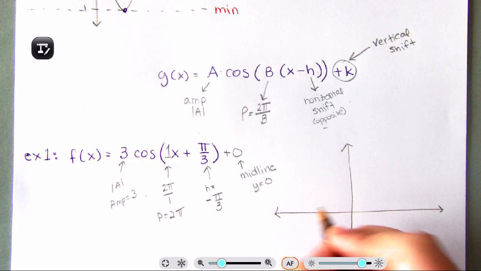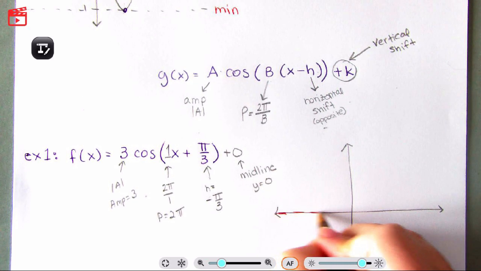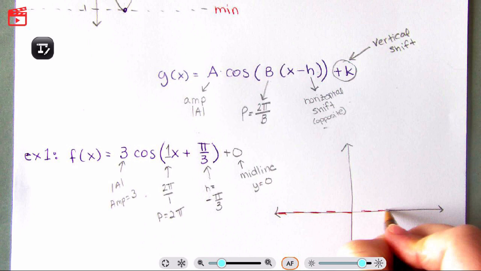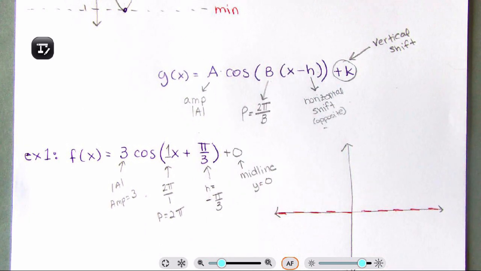Your midline is y equals 0. Go ahead and put a dashed line there to show that that's your midline. Again, it is not an asymptote, so you don't have an asymptote here. You just have your midline, and this is our way to put a box in where your wave will be.